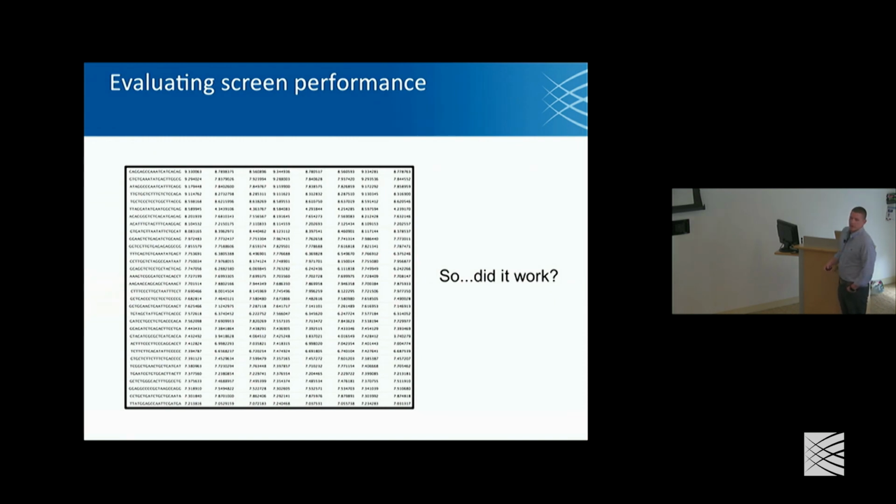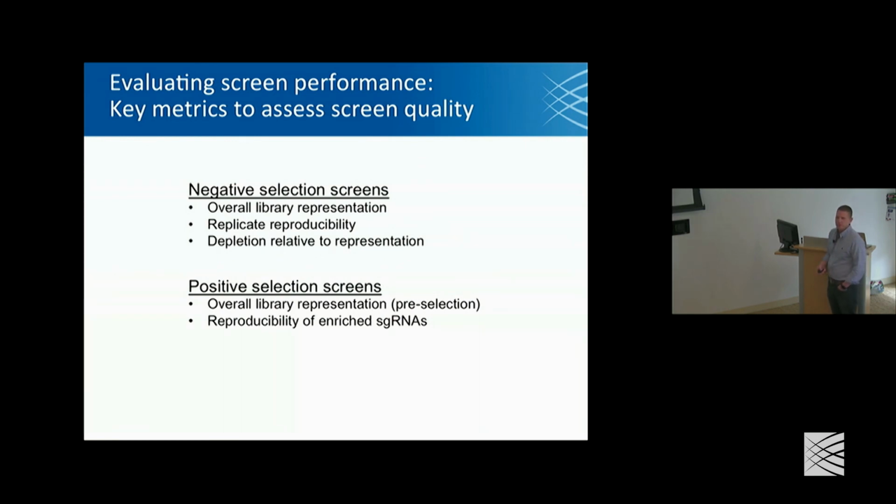Okay, so did it work? Now you've gone through this work and you have this table that gives you some log normalized read counts. So what we're going to do is go through and look at some key metrics to assess whether or not your screen was successful. And these metrics vary based on whether you're performing a negative selection or a viability screen, or a positive selection like a drug resistance screen.